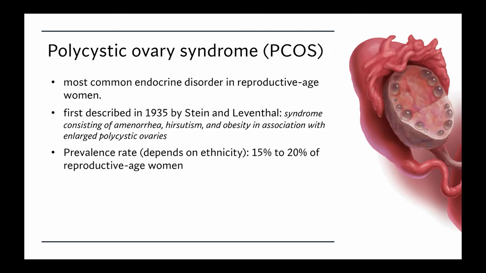Now, the prevalence rate for PCOS depends on ethnicity. For Caucasians and South Asians, the prevalence rate is quite high at 15 to 20%, while for Southeast Asians, the prevalence rate is lower than these numbers.